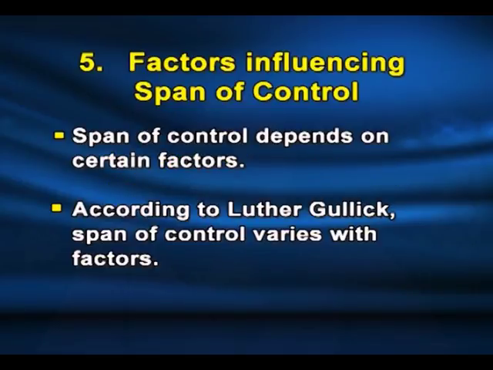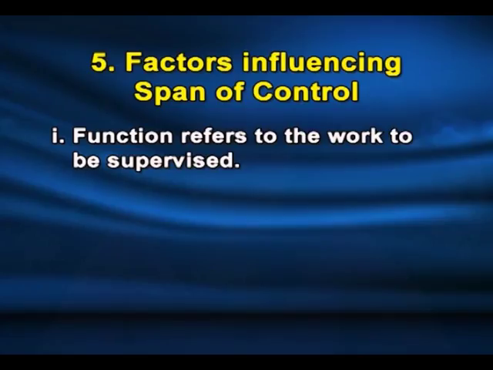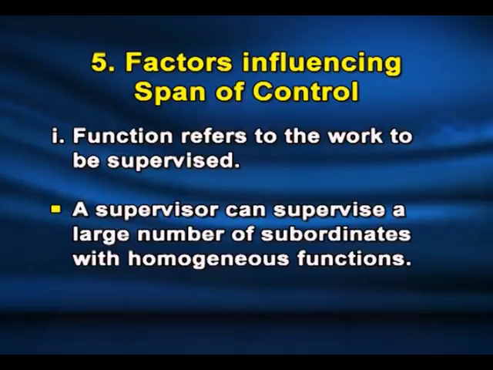According to Luther Gulick, span of control varies with the following factors: first, function; second, time; and third, space. Let us discuss these factors in some detail. Function refers to the work to be supervised. A supervisor can supervise a large number of subordinates with homogeneous functions.